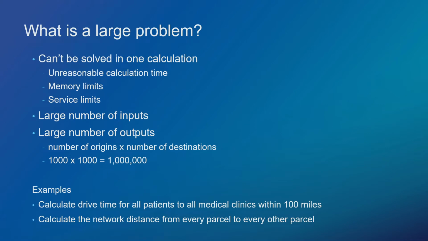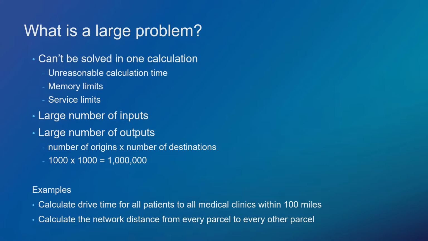So what is a large problem? A large problem is one that can't be solved in one calculation, maybe because it would involve an unreasonably large calculation time, or maybe you hit some memory limits on your own machine, or if you're using a service, maybe you run into some limits of what the service is capable of providing. Usually large problems involve a large number of inputs, and they might also be large because the output is large. So for example, with the OD cost matrix, the result comes back as a table that includes the number of origins times the number of destinations. So if you have 1,000 origins and 1,000 destinations, your output has 1,000,000 records in it. And so the output can sometimes be the large part.